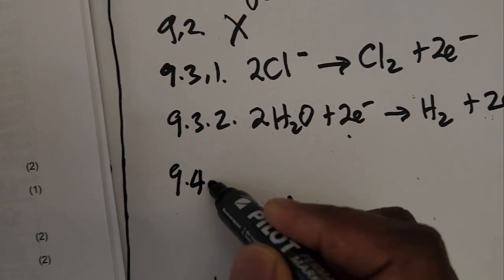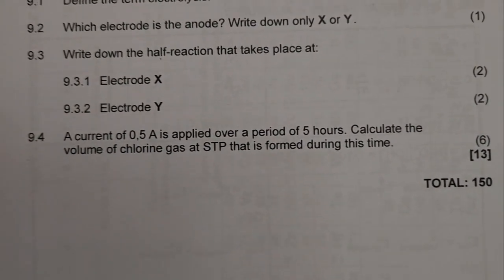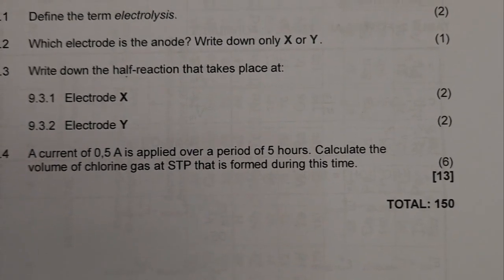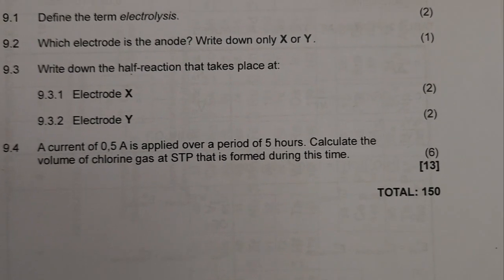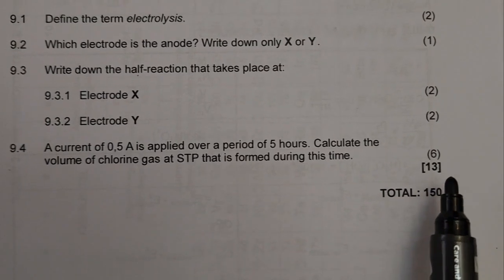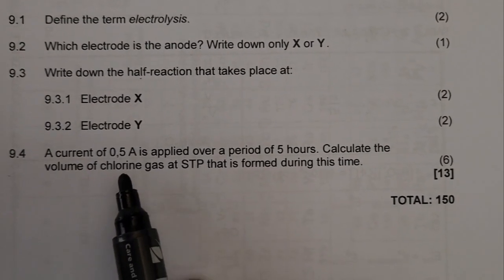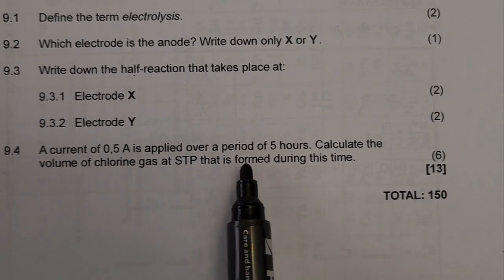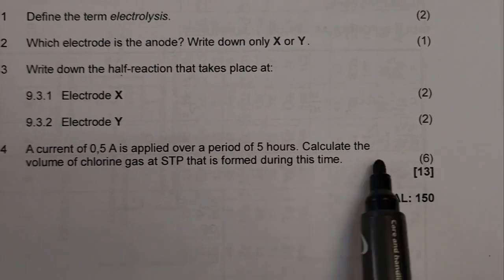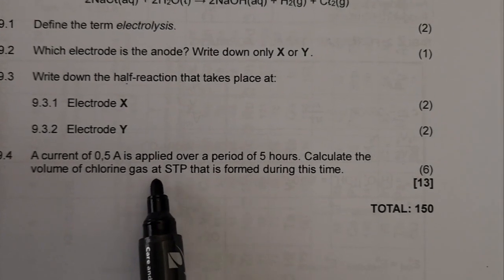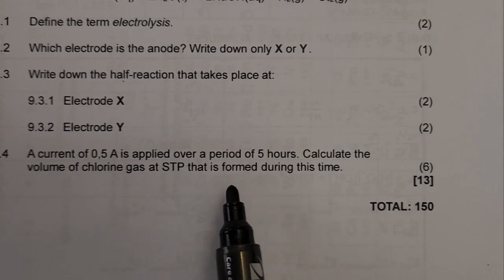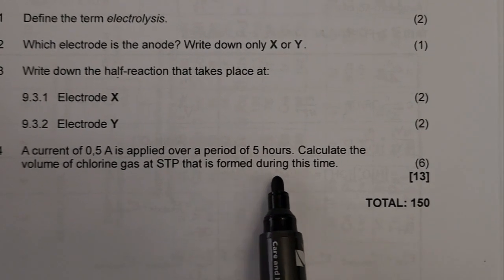Now let's go to 9.4. It's usual these days that you'll be featuring stoichiometric calculations here, which features very important calculations in chemistry and physics in one question. This is done for 6 marks. They say a current of 0.5 amperes is applied over a period of 5 hours. Calculate the volume of chlorine gas at STP that is formed during this time. Remember, at STP the molar volume is 22.4 decimeter cube.